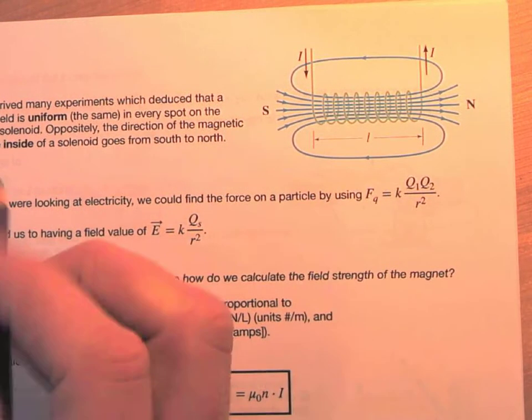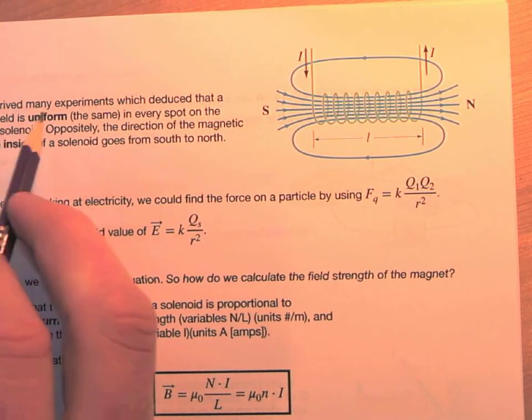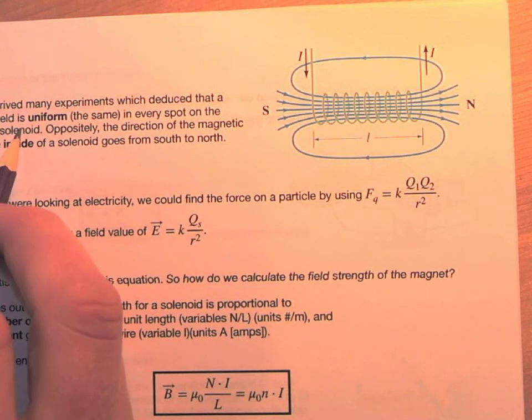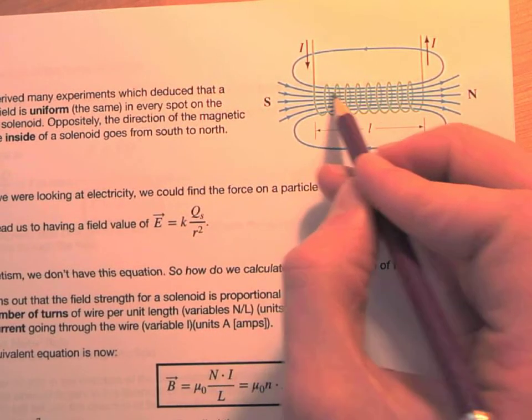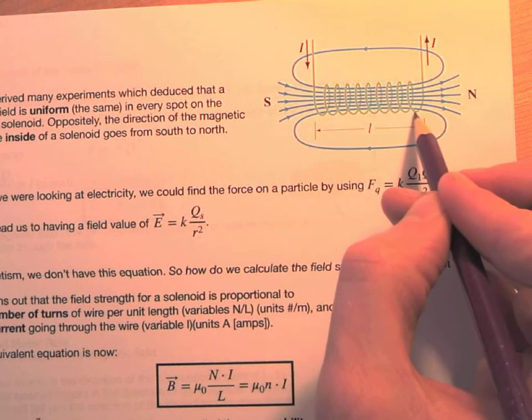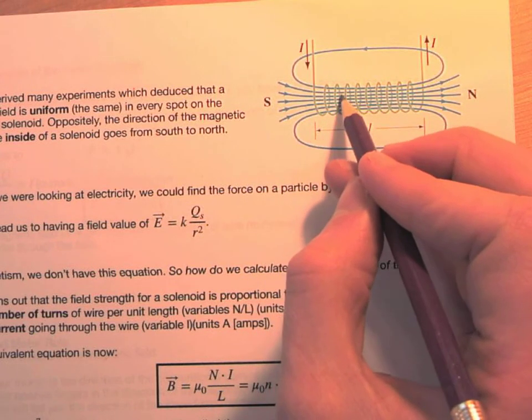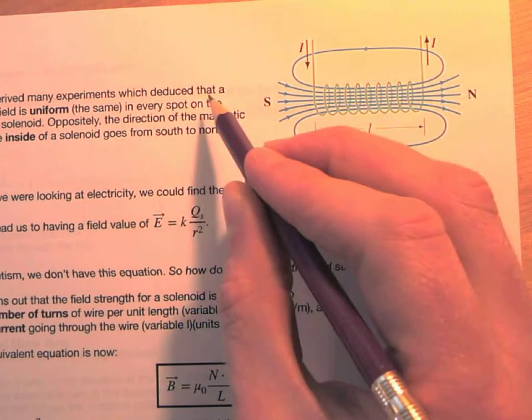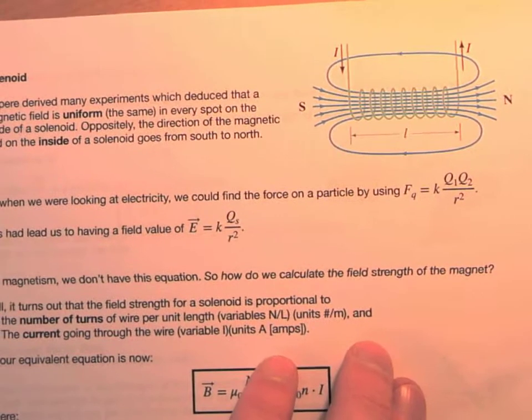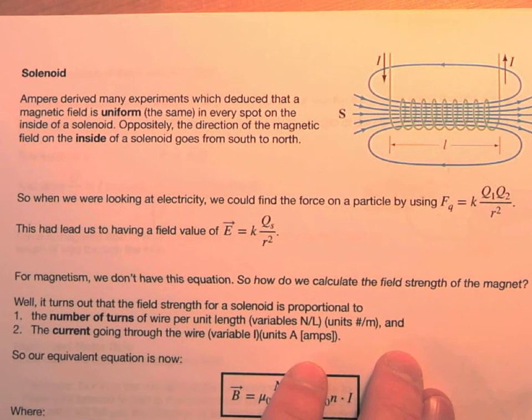Okay, so this person named Ampere derived many experiments that deduce the magnetic field is uniform, or the same, everywhere on the inside of this solenoid. You can see all the lines are kind of in the same direction and the same magnitude. So he found out that it is uniform everywhere inside that solenoid.